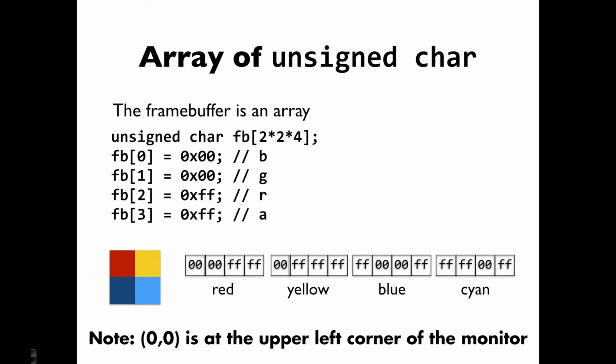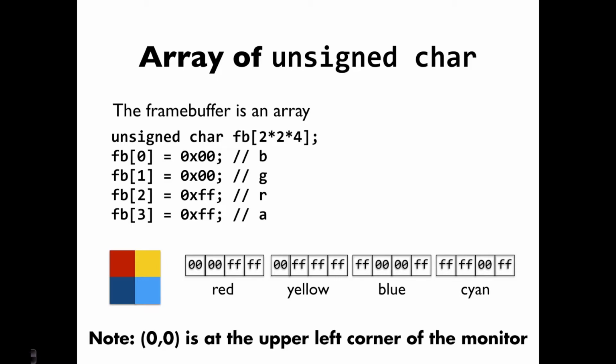So if the frame buffer is just an array, we can figure out how big it is by doing unsigned char frame buffer. If we want a 2 by 2 pixel frame buffer, like the one that came up when we turned the Raspberry Pi on, 2 by 2 by 4, because each one is 4 bytes long. So that's how many bytes you would need to store a 2 by 2. That makes sense?